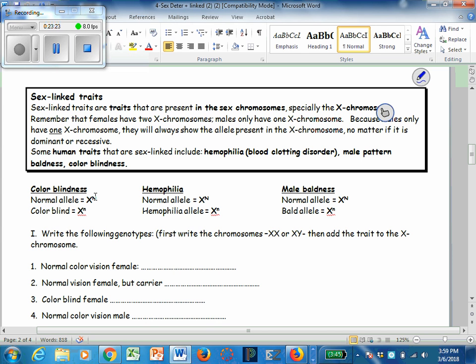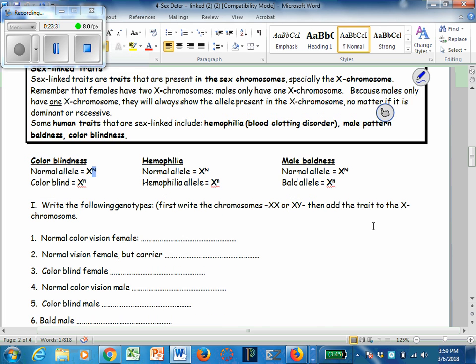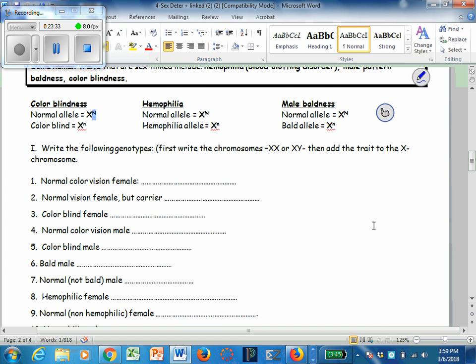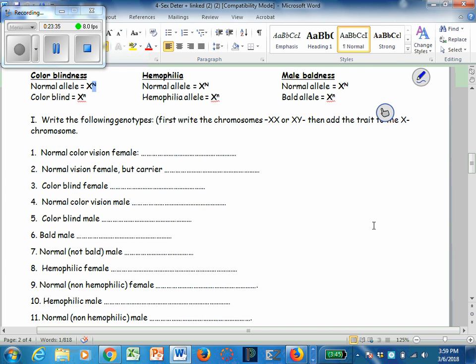So we're just going to symbolize these X's with N's. It's just going to be easier that way, okay? Capital N for normal, lowercase n for the trait. So we'll do the first several together. All right, so the genotypes.